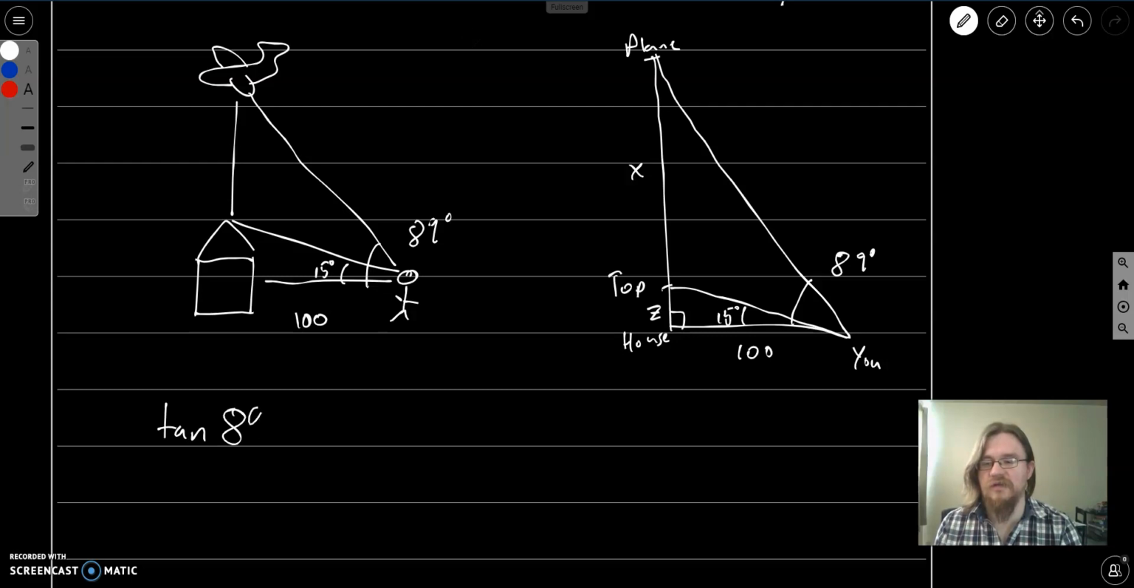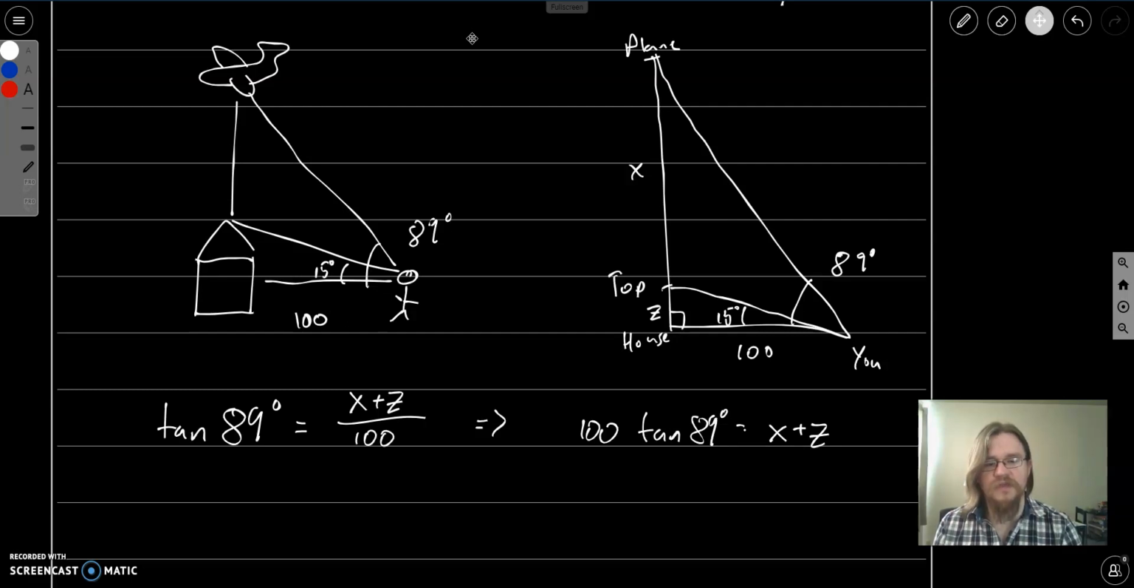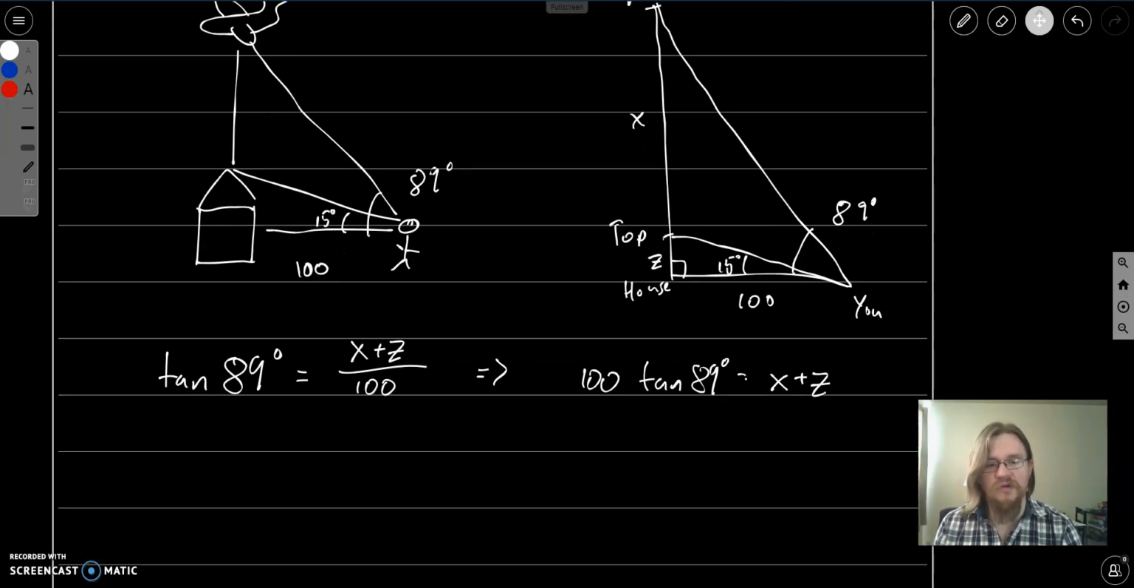So let's write this down. The tangent of 89 degrees is going to be the opposite side divided by the adjacent side, which happens to be 100. I can then, maybe I'll write this a little bit nicer, multiply both sides by 100 to see that 100 times the tangent of 89 is equal to x plus z. Cool. Well, I know I'm trying to figure out x. I don't know what z is, though. So it'd be nice if I could have a formula for z.